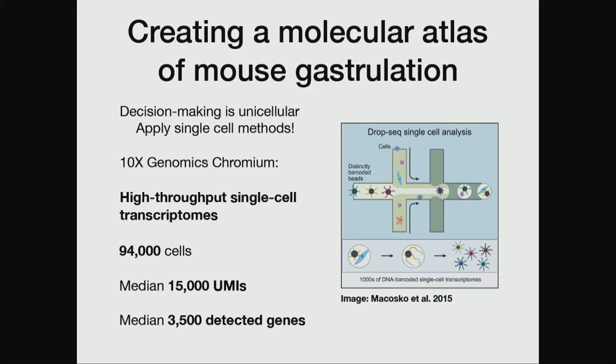So by the time we've done QC and all of that, we're left with about 94,000 cell transcriptomes. These are quite high quality for droplet data sets. We have on average 15,000 unique RNA molecules that we've captured for each cell, and these 15,000 molecules translate to generally around 3,500 unique genes per cell.